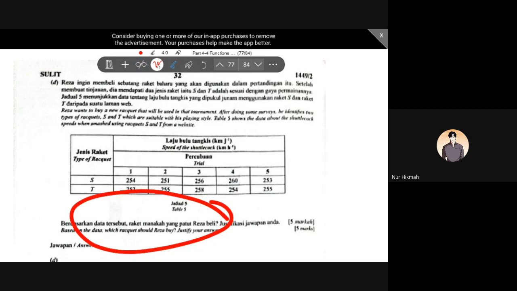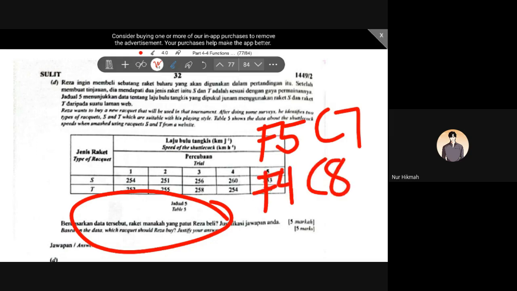Ada tahu tak yang lain-lain? Tahu bab mana tak? Chapter 7. Form berapa? Tingkatan berapa? Form 5. Let me see. Boleh jadi form 4 chapter 8 juga. I rasa form 5 chapter 7. Tapi konsep dia sama macam form 4 chapter 8 kamu.